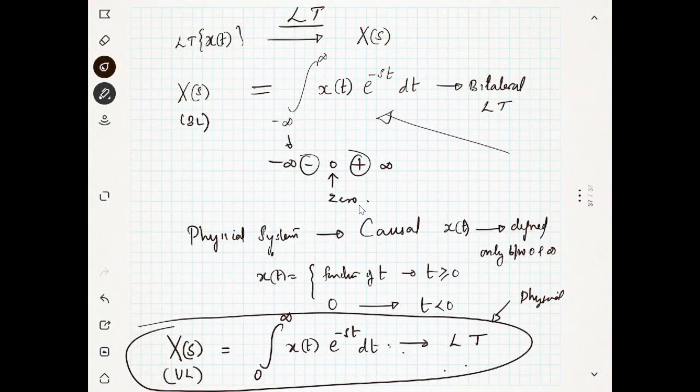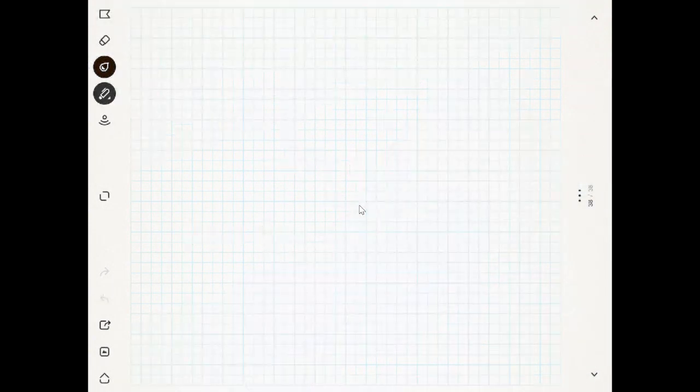because in a physical system, there is nothing before t less than 0. It is meaningless because we have no prior idea about the system. So if we are defining something for t less than 0, that means it cannot be a causal system. Physical systems are all causal systems. That's why our Laplace transform is e power minus st.